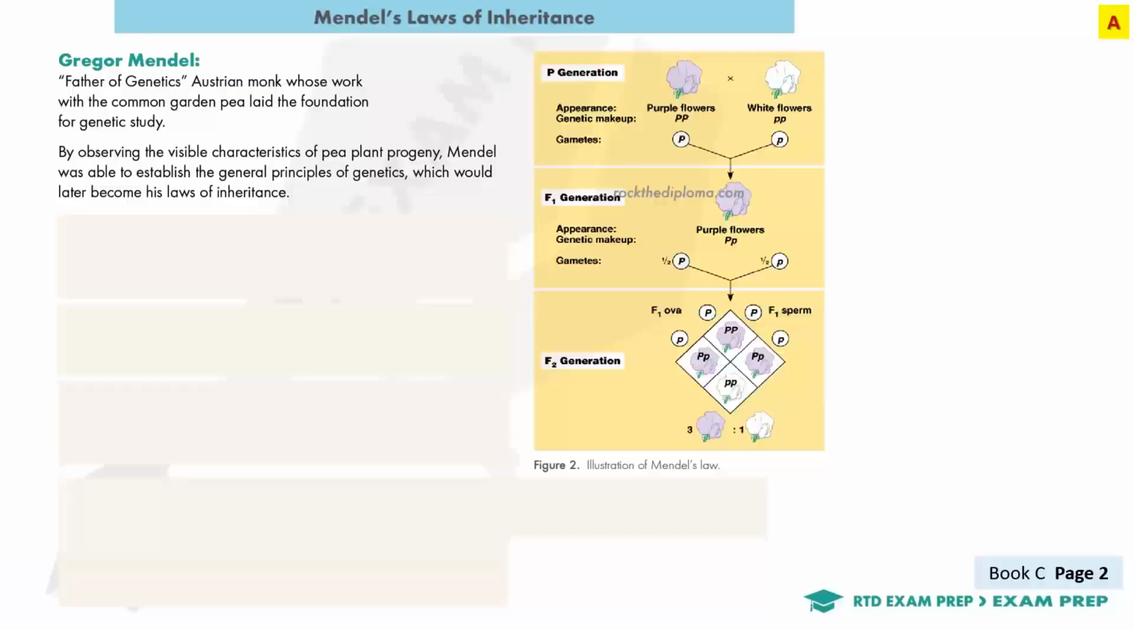Gregor Mendel started us off with his laws of inheritance. We're talking about an Austrian monk, the father of genetics, an incredible mathematician who used pea plants, both their phenotypes and their rapid growing, so that he could study what was happening with the different combinations, and he was looking for patterns. His work laid the foundation for genetic study. By observing these visible characteristics, so our phenotypes, Mendel was able to establish the general principles of genetics, and these became his laws of inheritance.